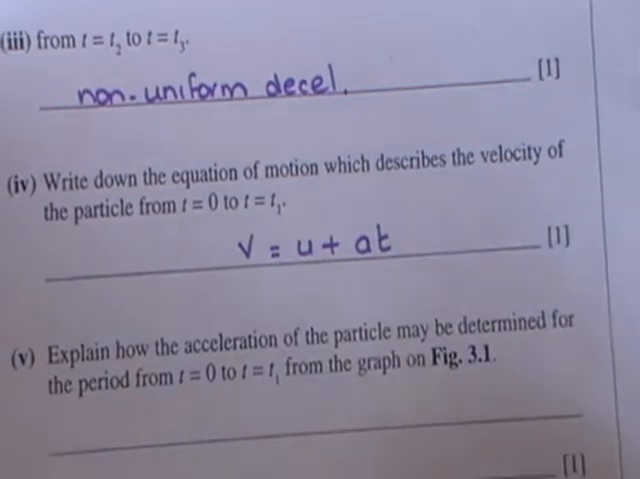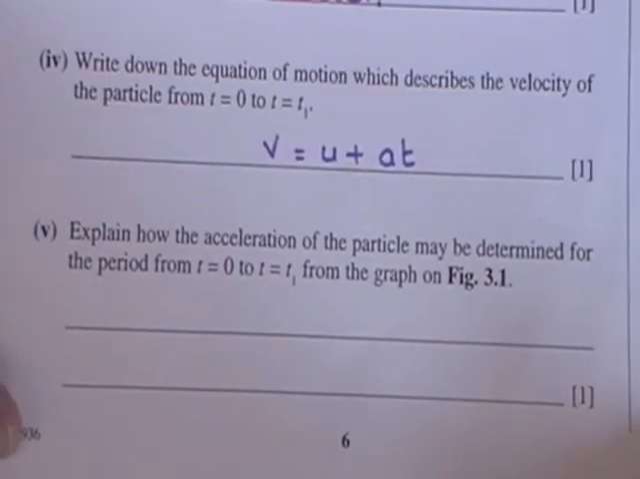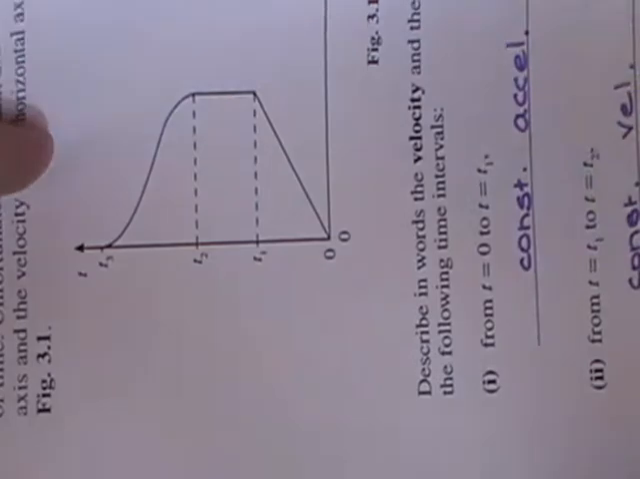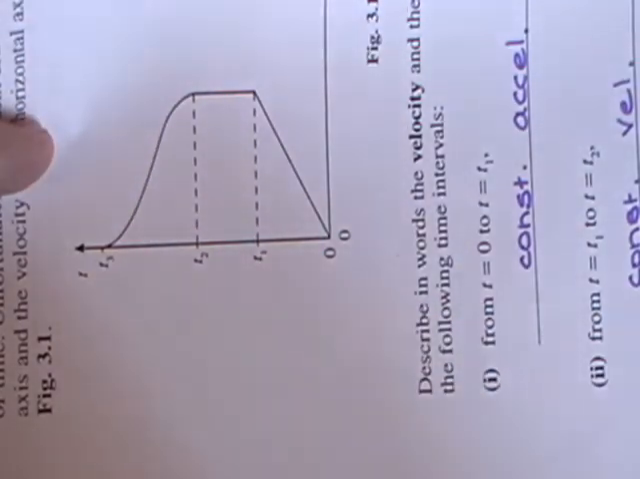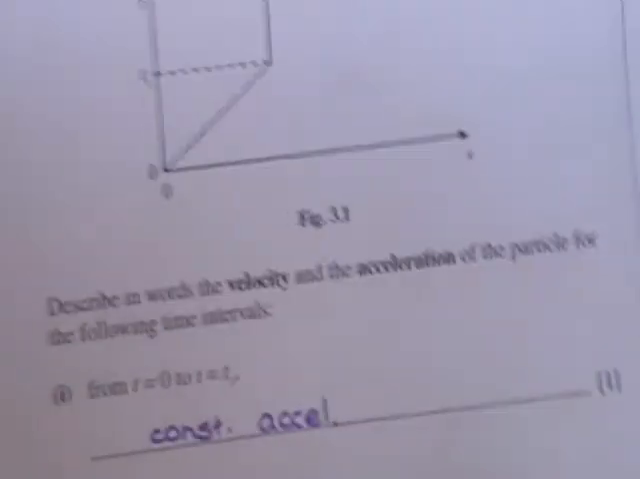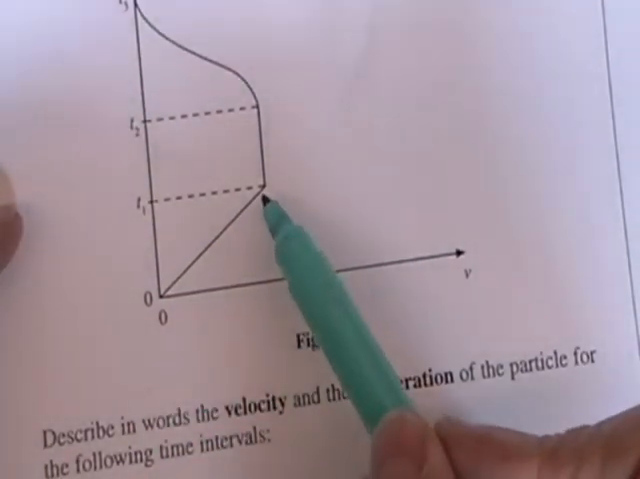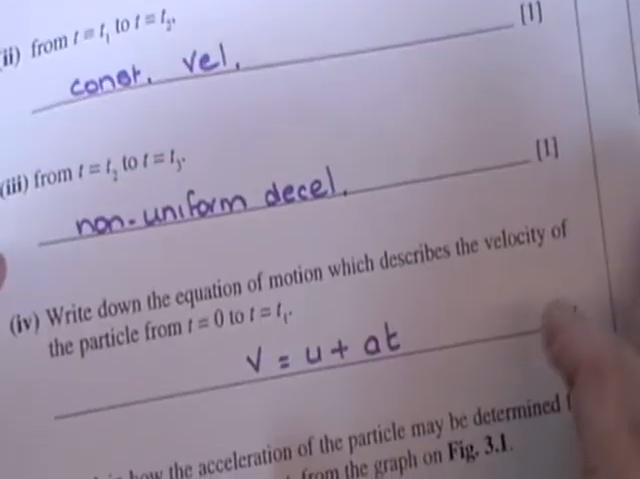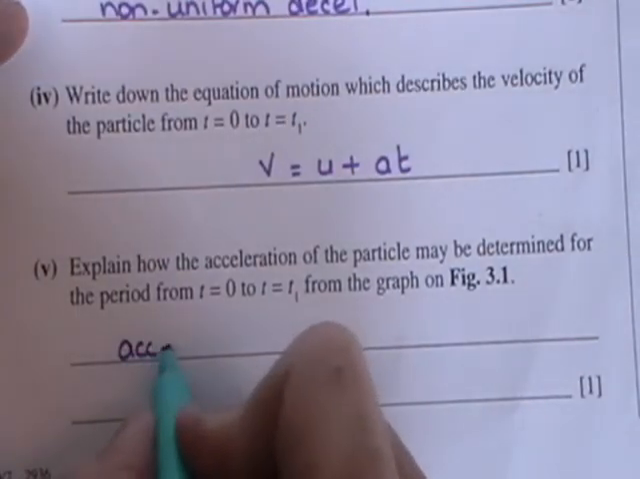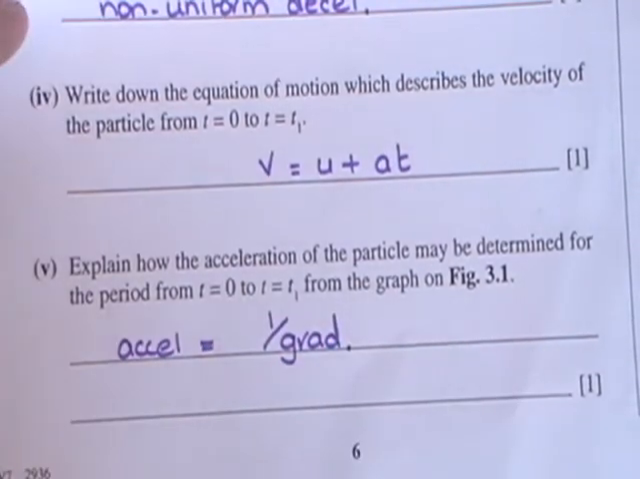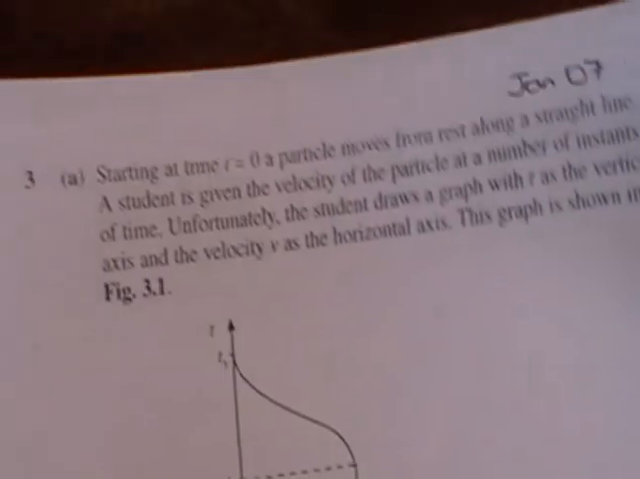Explain how the acceleration of the particle may be determined from the period t equals 0 to t equals t1 from the graph. So again, if you looked at it that way, you would be saying, right, acceleration is the gradient of that graph. But the fact that the axis is the wrong way round means we can calculate the gradient of the graph, but acceleration is 1 over the gradient. And so therefore, the acceleration equals 1 over the gradient of the graph. And that's part A of that question.